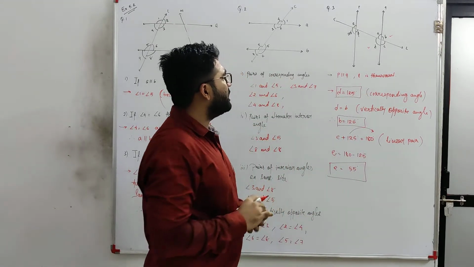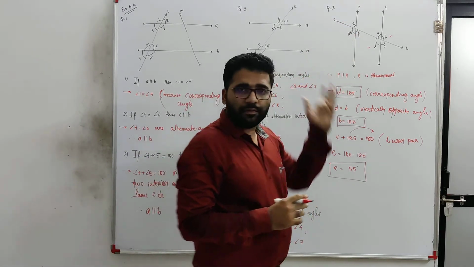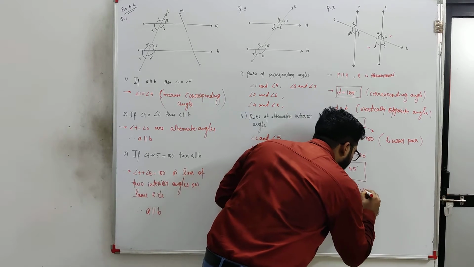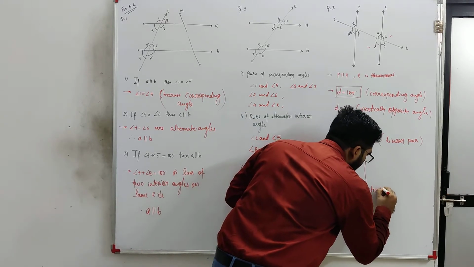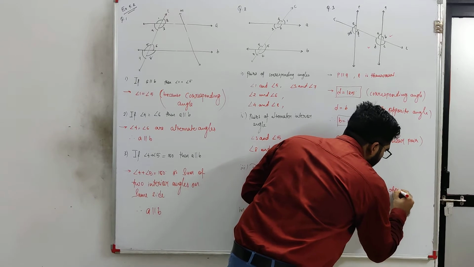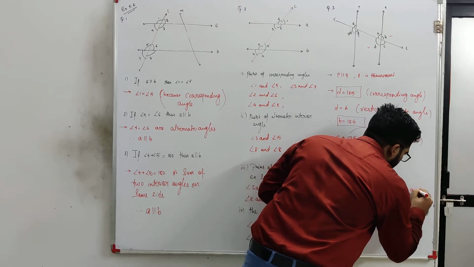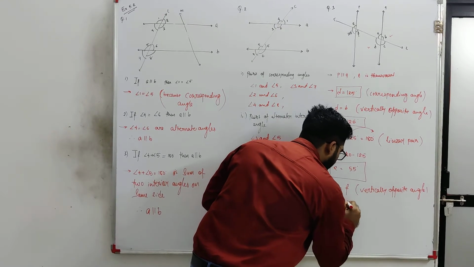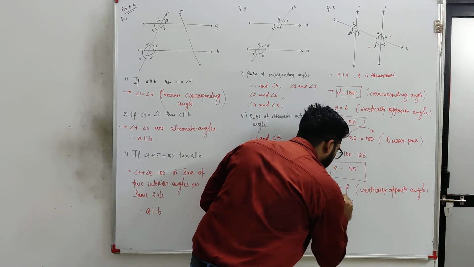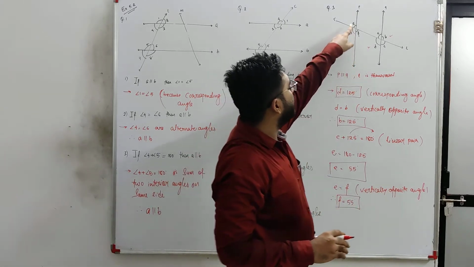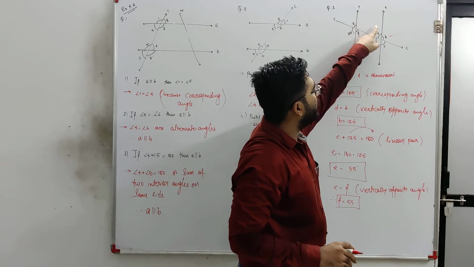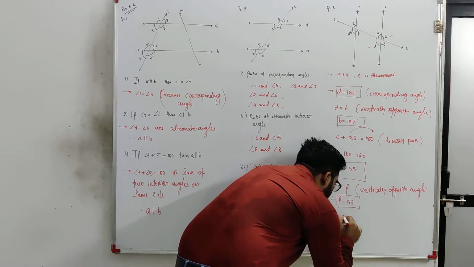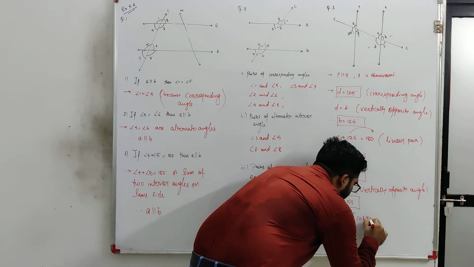Now, if E is equal to 55, we can say that F is equal to 55. Here I am writing E is equal to F. Why? Vertically opposite angles. Therefore, angle F is equal to 55 degrees. Now, there is a relation between E and A. They both are corresponding angles. So here I am writing E is equal to A. Why? Corresponding angles.